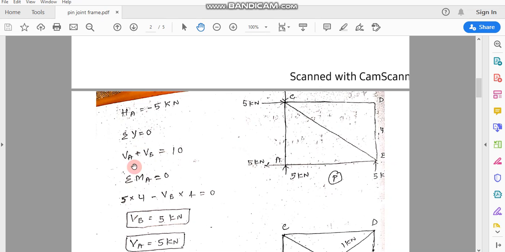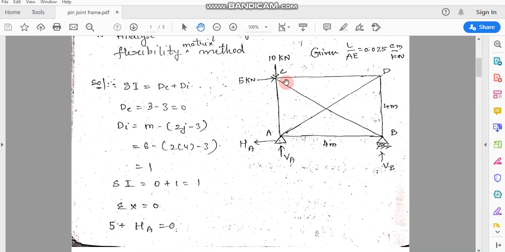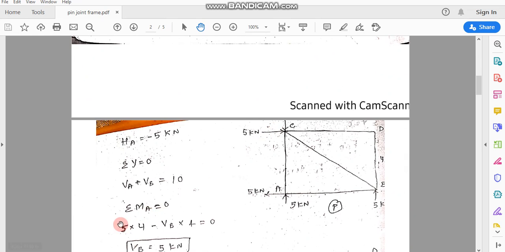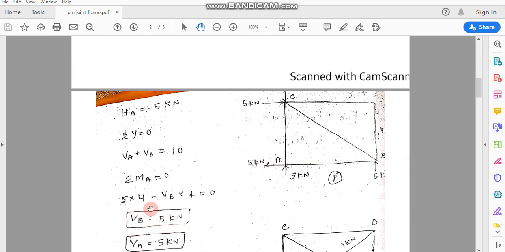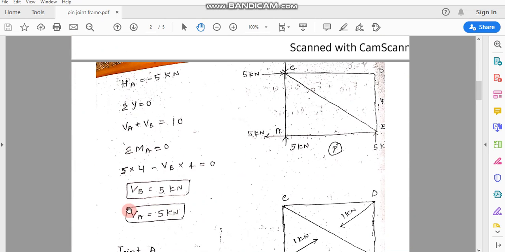Sigma y is equal to 0. VA plus VB is equal to 10. Now, the moment of all forces about point A is equal to 0. We will be getting 5 into 4, then minus VB into 4. So VB is equal to 5, and VA is equal to 5.